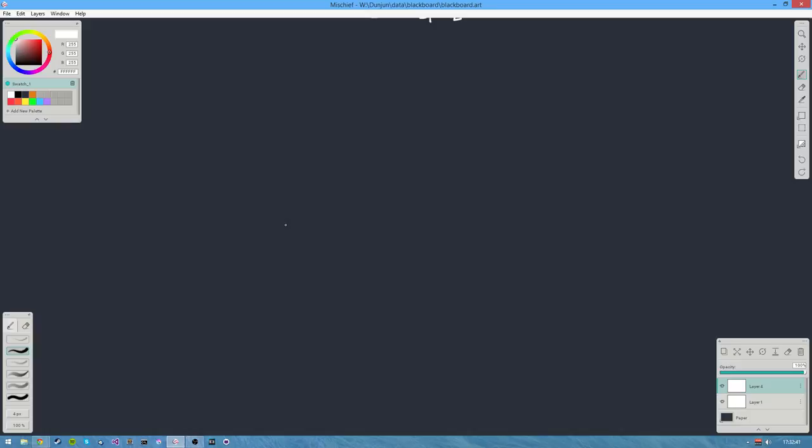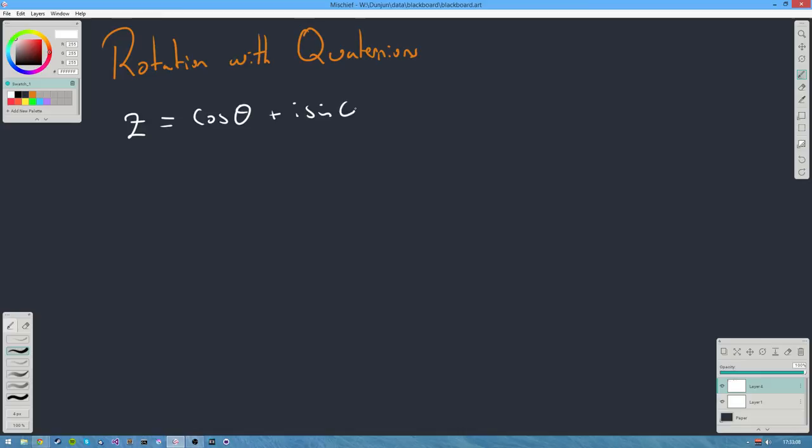Finally, rotations with quaternions. This is probably the hard bit to understand. Now, if we had a two-dimensional complex number z, we remember we expressed z like this. So this was a rotation in 2D. So this is a 2D rotor, yeah? That's what we called it.